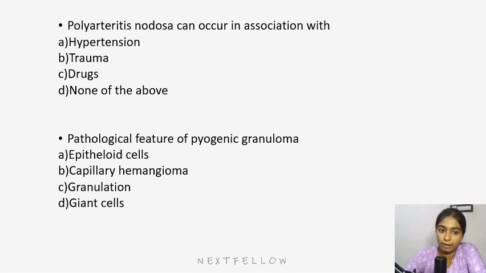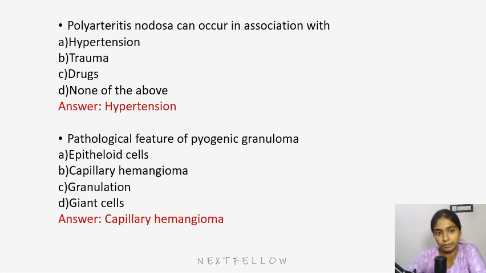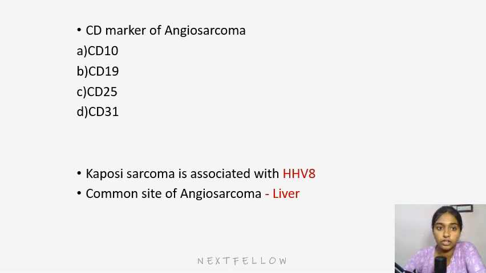So what do you mean by pyogenic granuloma? It is nothing but a capillary hemangioma. So the answer is capillary hemangioma. The CD marker of angiosarcoma is CD31 or von Willebrand factor, which we have already studied in the previous slide. So the answer is CD31. Kaposi sarcoma is associated with human herpes virus 8, and common site of angiosarcoma is liver. These can be asked in MCQ also.